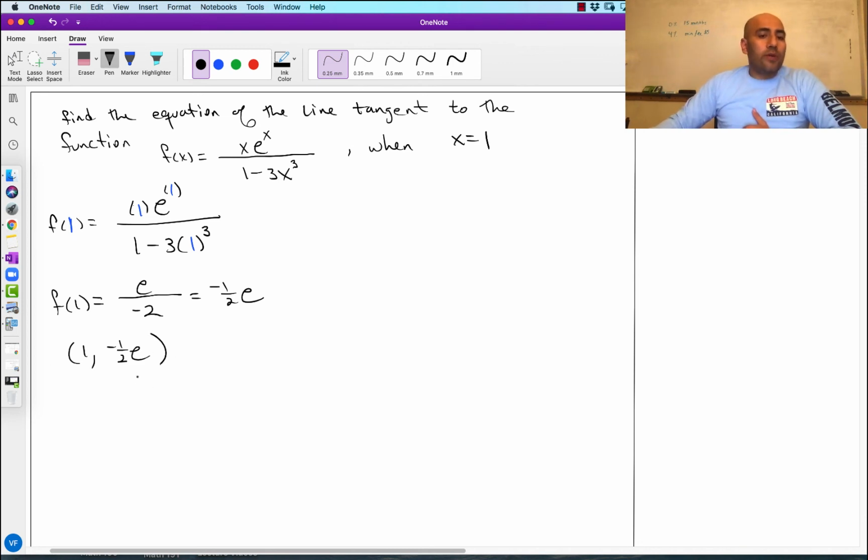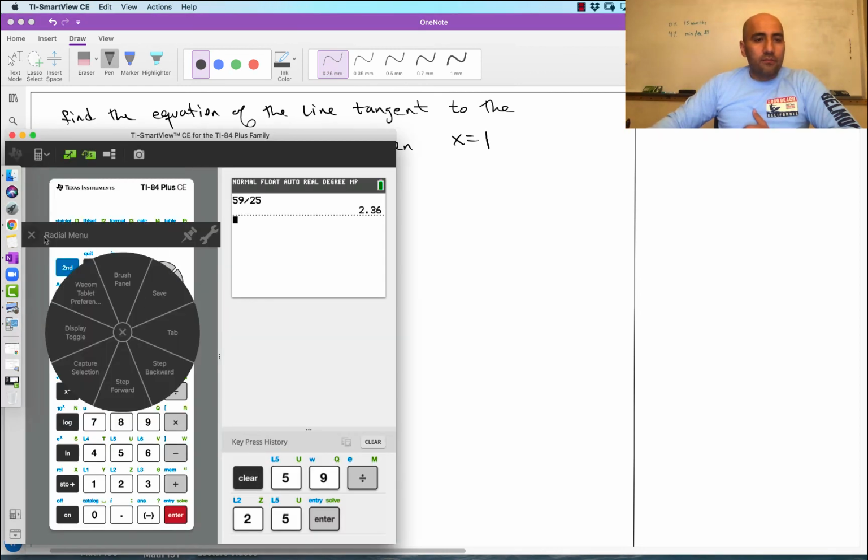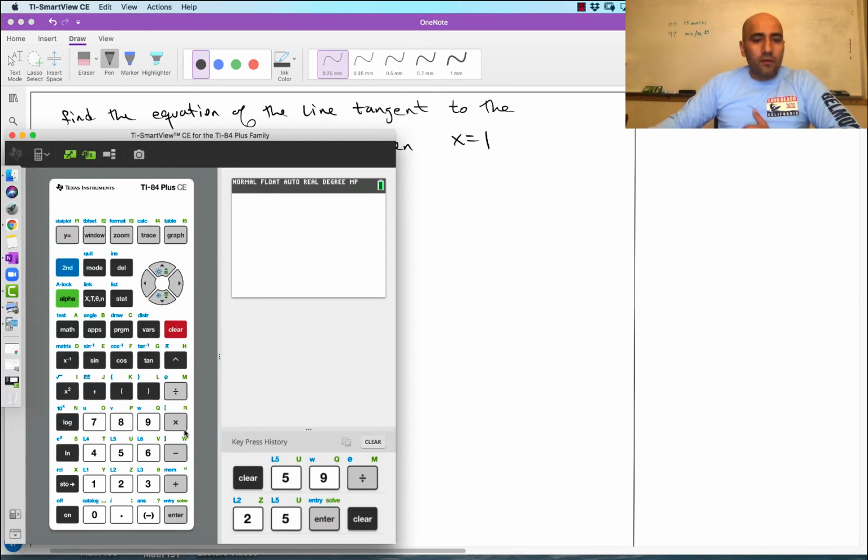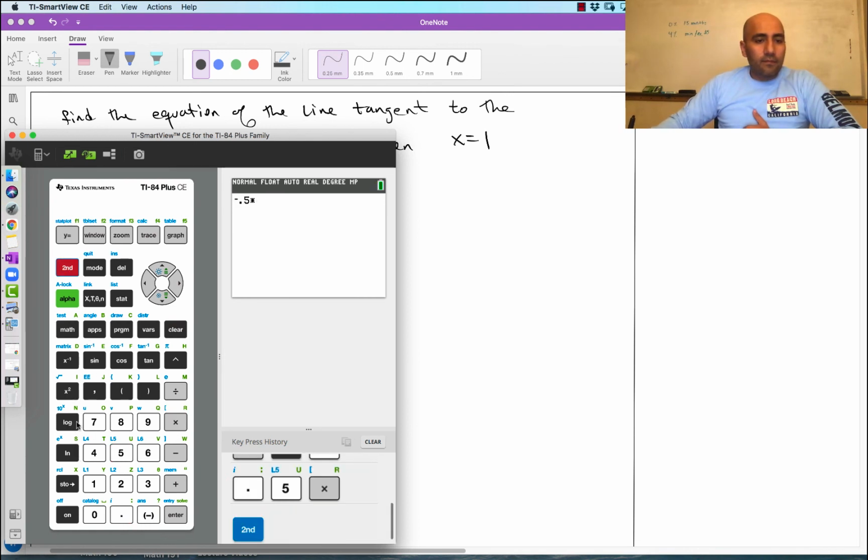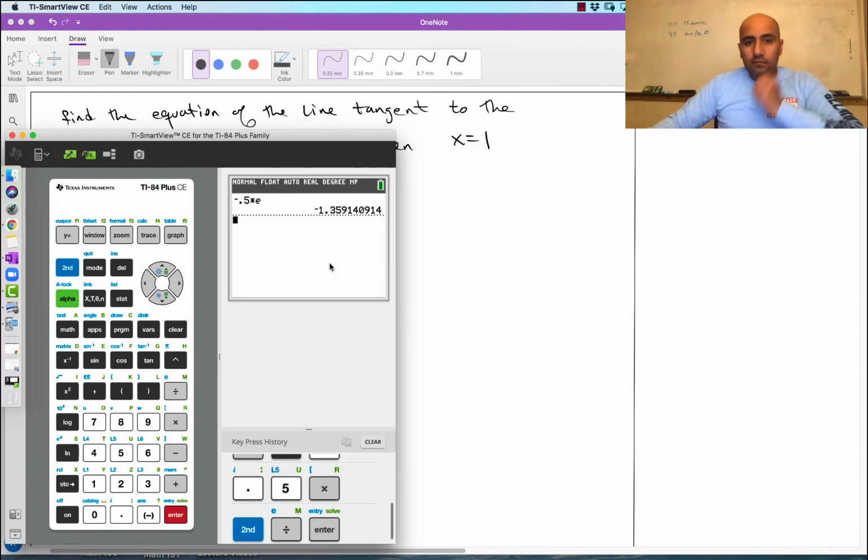That's fine, or we can turn it into a decimal. Let's find the decimal approximation. Negative 0.5 times e. So that's negative 1.3591.